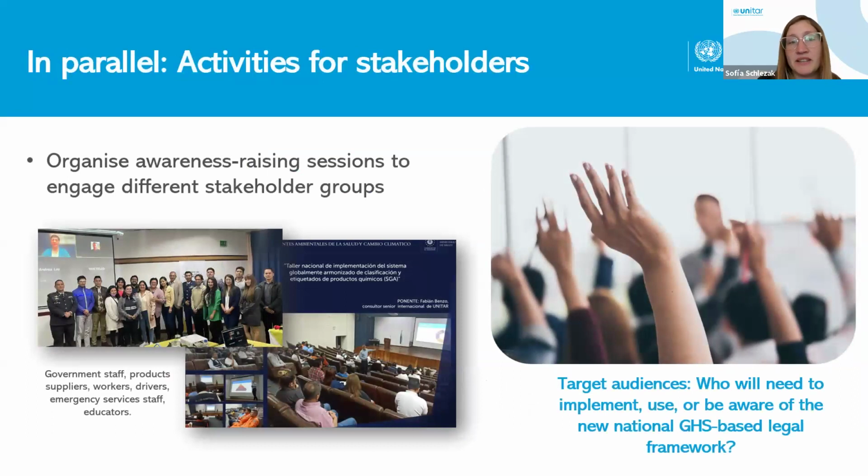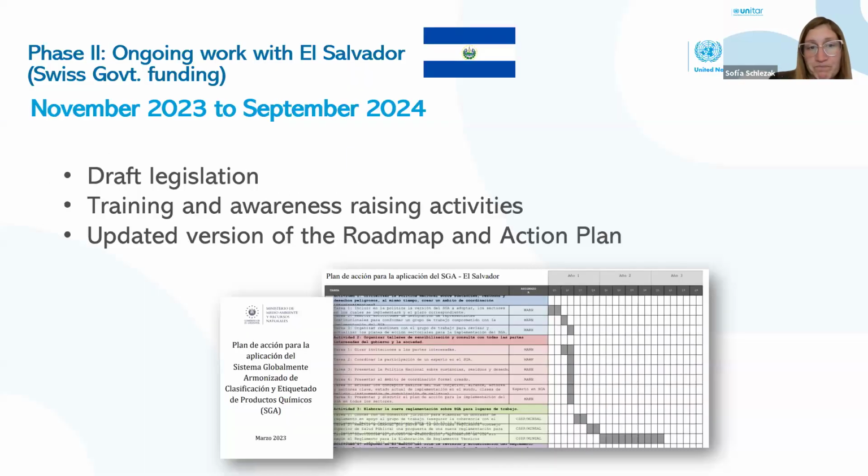And as I said previously, the importance of training and capacity building, organizing ongoing awareness raising sessions to engage stakeholders and also to update them. So it is really important for you to ask who will need to implement, use, or be aware of the new national GHS legal framework. So you have to include government staff, product suppliers, workers, drivers that are also important for the transport sector, emergency services staff, educators, and more.